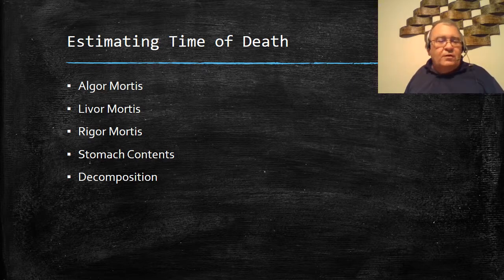Other things they use for determining time of death is the stomach contents, and determining if they had eaten breakfast or whatever when they're going back and tracking the person's activity prior to death.